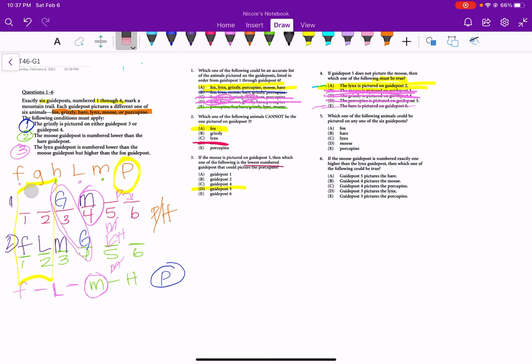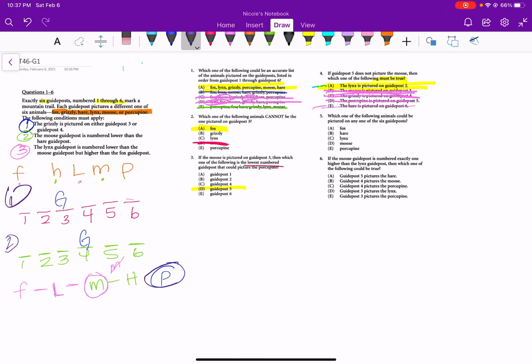All right. So let's erase some of this. Okay, number 5. Which of the following animals could be pictured on any of the guideposts? I would probably go with our porcupine because it's our only floater. It could literally go anywhere. It doesn't matter because everything else has some type of constraint.